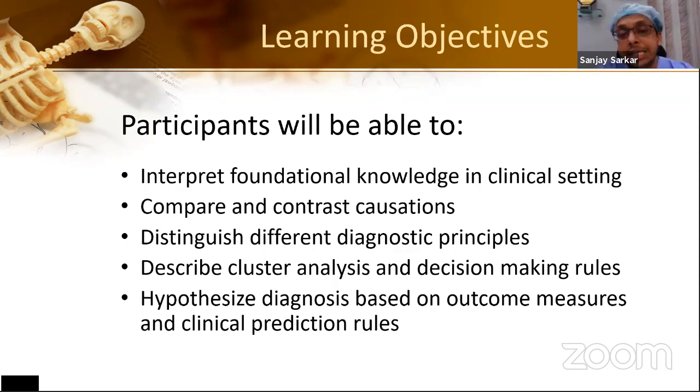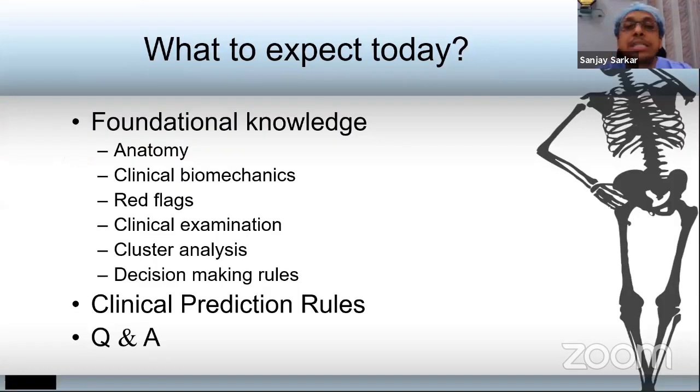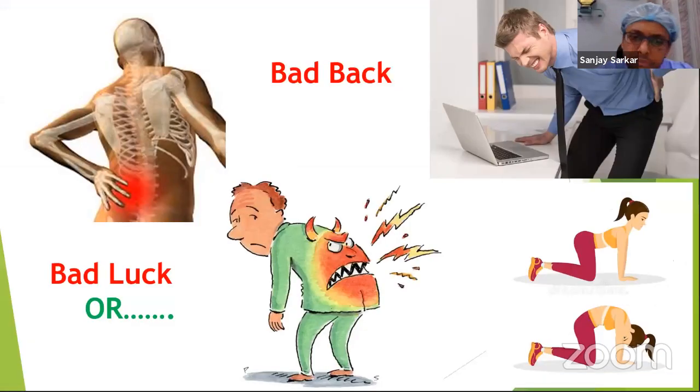So with that thought process in mind, I'll give you a little bit of what to expect today, which essentially means the contents of today's webinar, like a book. We already discussed anatomy and clinical biomechanics. I'll do very briefly red flags and clinical examination, cluster analysis, decision-making rules, and a little bit of clinical prediction rules, and end up with treatment guidelines and principles. And then there will be an open forum for you to ask me questions if you have any.